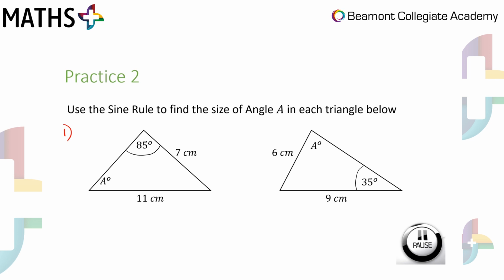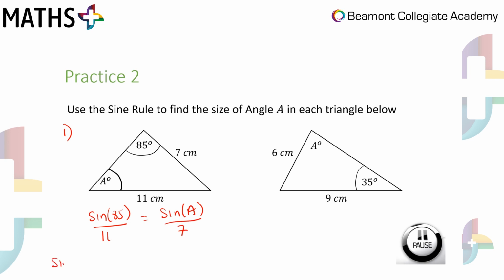Okay, so question 1, we're finding the size of angle A. So remember to pair these up. 7 goes with the A, 11 goes with the 85. So in terms of my formula, that means the sine of 85 divided by 11 equals sine of A over 7.